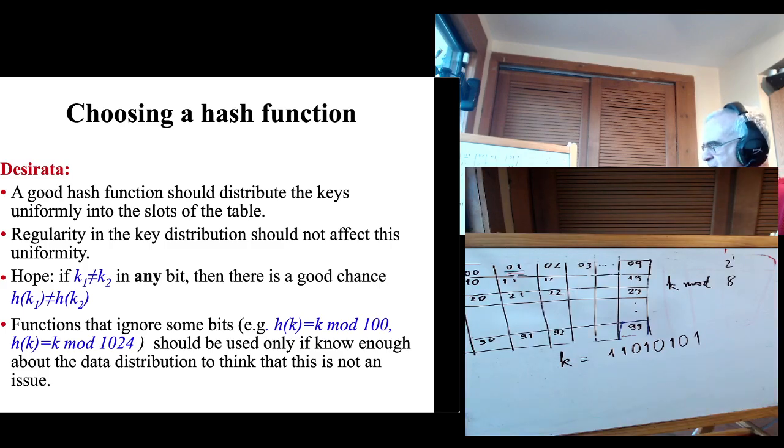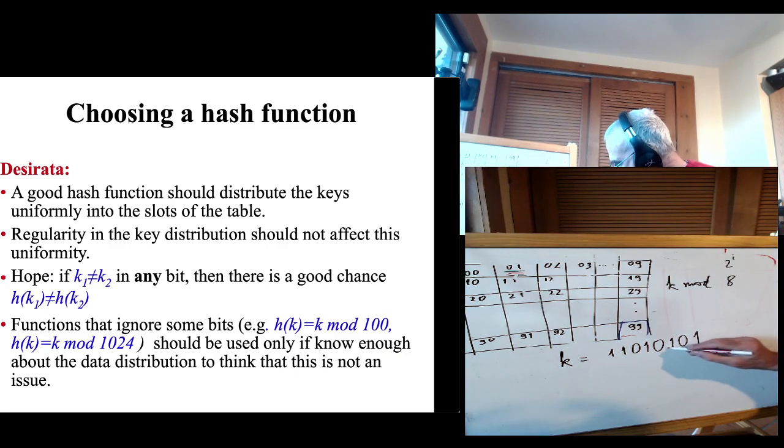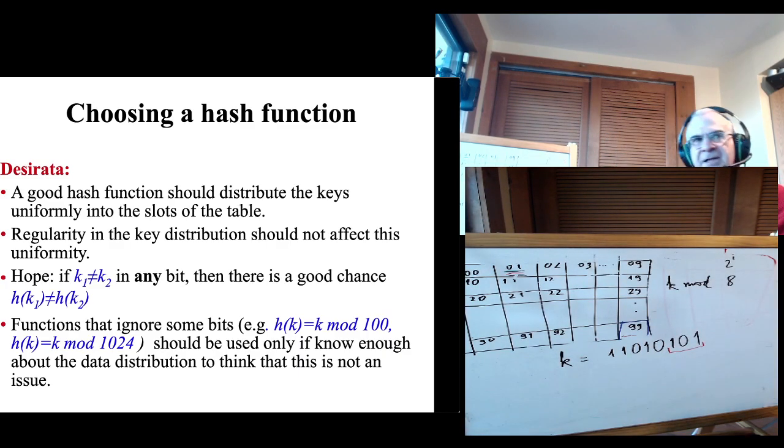Which digit do I want from this number if I want to do k modulo 8? The lower three digits. The last 3 digits. These are the only ones that I care for. Correct?